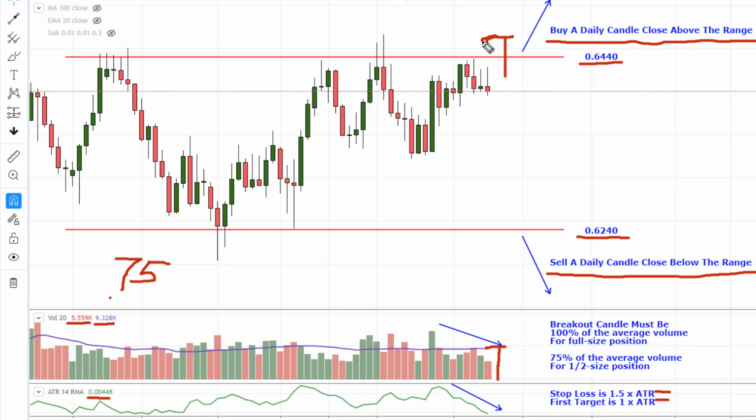You will measure 1.5 times the ATR down here, and that'll be your stop loss. You'll measure 1 times the ATR up here, and that will be your first target. Of course, it'll be the opposite if you get a close down here. Now, if after you enter this trade you get a close back inside the range, take your stop right then and don't wait for it to hit the stop loss.